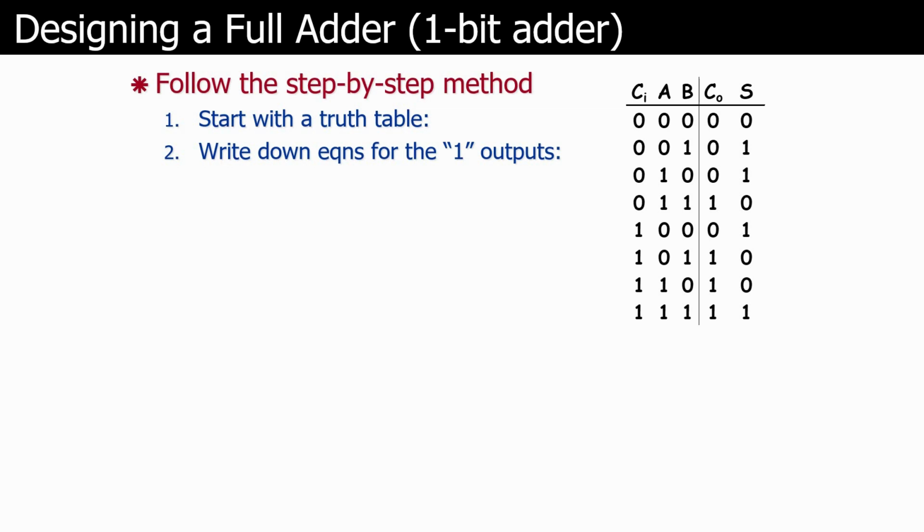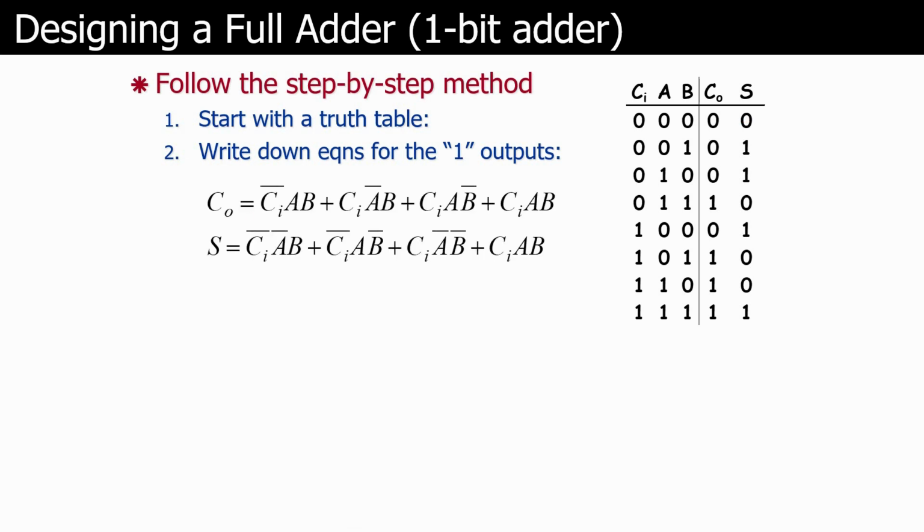table. So someone who's smarter than I took a look at all the inputs, CI, A, and B, and determined how you get C out and S based on that. And they determined, doing the sum of products algorithm, that for outputs of 1 for C out, we can have not CI and A and B. We could have CI and not A and B. We could have CI and A and not B, and so on. And the same stuff applies for S.